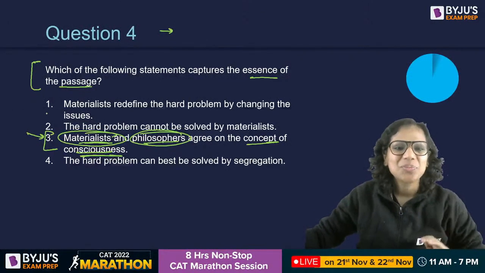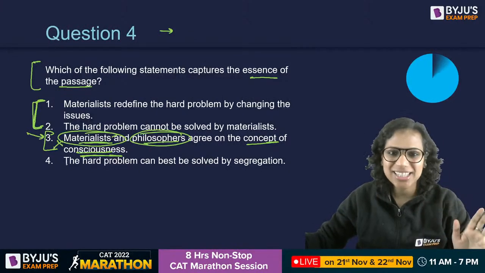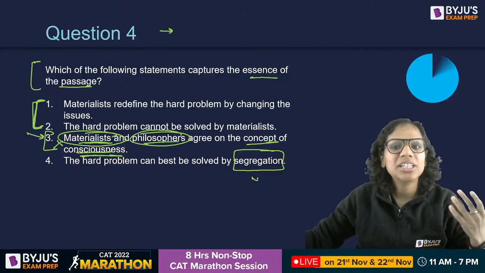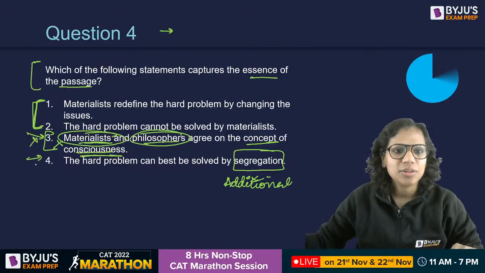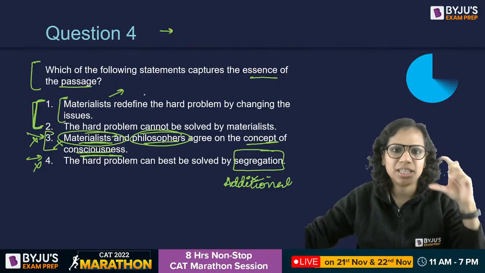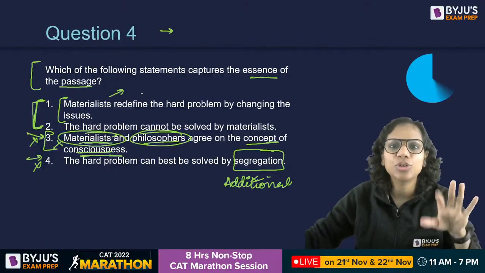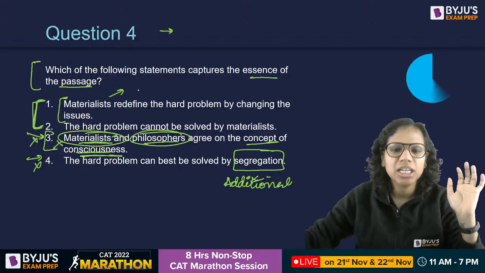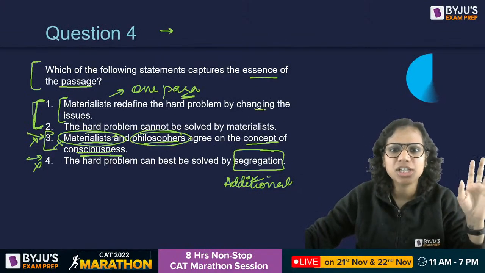So see this. It comes down to 1 and 2, right? 3 is not the essence. Segregation has not really been discussed. This becomes additional info or alien, as I like to call it, right? Between 1 and 2, this is something that is discussed in one paragraph: why does the author think that materialists will not be able to perhaps solve this problem, right? So this is discussed in one para very clearly, that they change the issues.